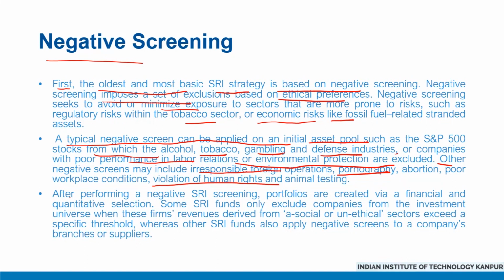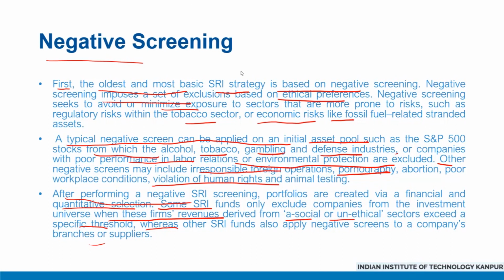After performing a negative screening, portfolios are created via a financial and quantitative selection. Some SRI funds only exclude companies from the investment universe when these firms' revenues derived from social or unethical sectors exceed a specific threshold, whereas other SRI funds also apply negative screens to a company's branches or suppliers as well.